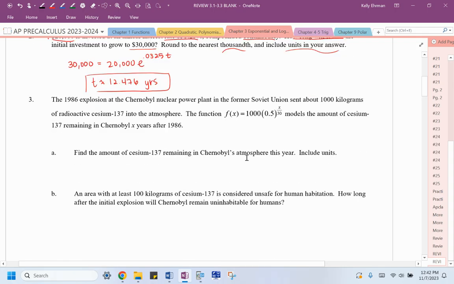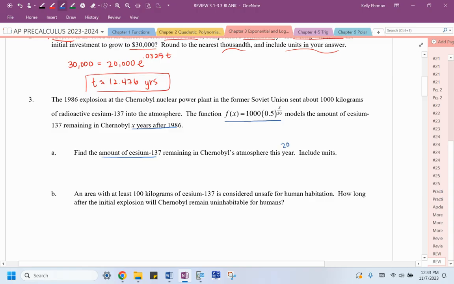Right. Next question is not about compound interest. So here we're given a function. The 1986 explosion at Chernobyl nuclear power plant in the former Soviet Union sent about 1,000 kilograms of radioactive cesium-137 into the atmosphere. Not great. The function 1,000 times 0.5 to the x over 30 models the amount of cesium-137 remaining in Chernobyl x years after 1986. Find the amount of cesium-137 in the atmosphere this year, including units.